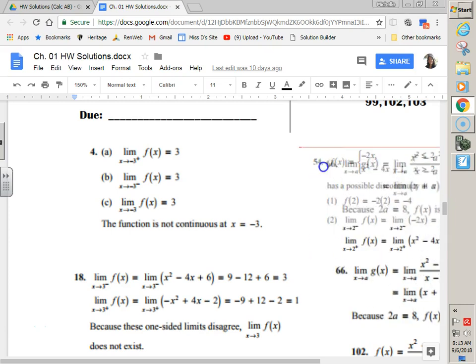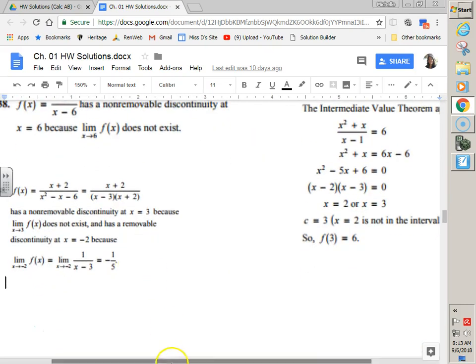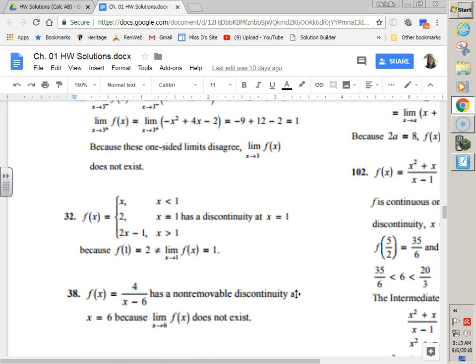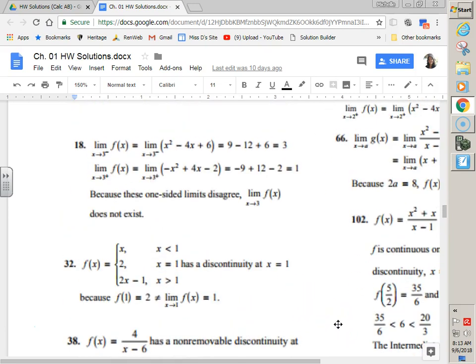Number 18. Oh, that's not going to work very well, is it? Ali. Yeah. Okay. You guys can start checking number 18 and number 32. Let me peek at number 5 really quickly.